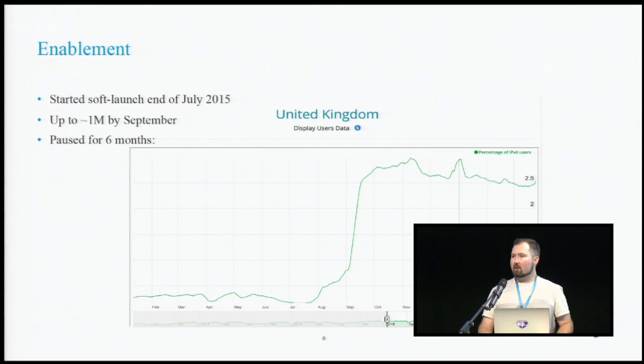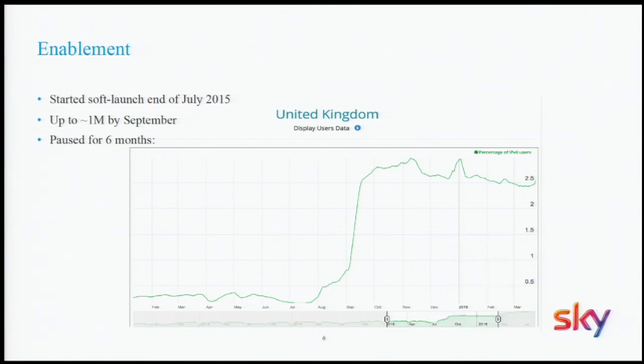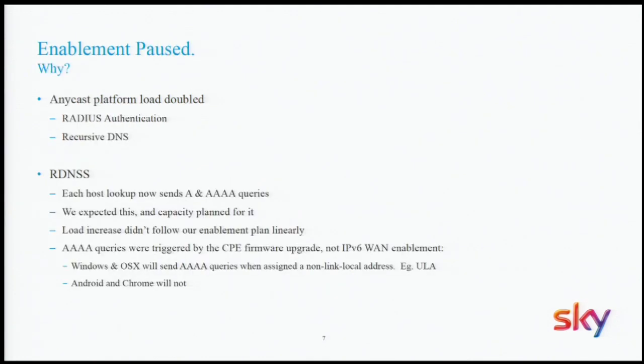Now we started this as a bit of a soft launch back in July last year. So we ramped up pretty quickly. We got to about a million customers turned on by September. But then you'll see it plateau. We paused. We stopped for about 6 months. Why did we do this? And I've lost all the animation, so you've lost all the element of surprise.